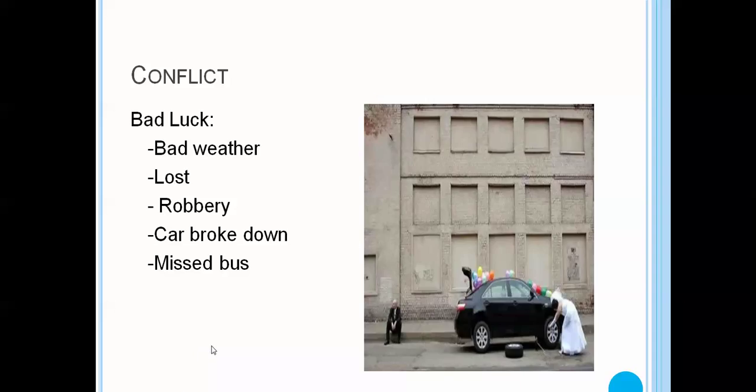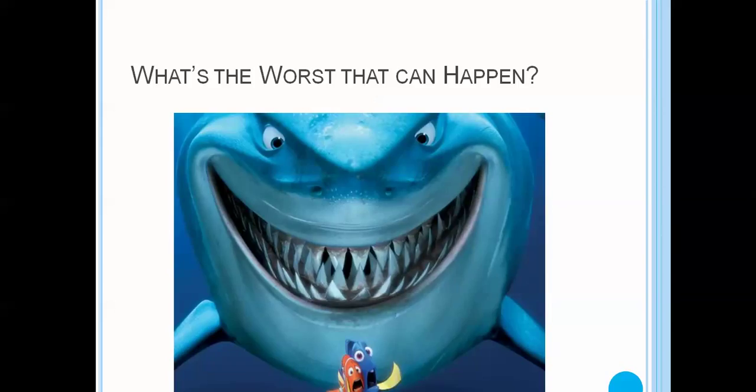So, all right, what is the worst that could happen? This is a question you should probably always ask whenever you're writing, because it's always important to give your characters a hard time. Even if you are a nice person, you have to give your characters a hard time, which is hard to do. But you have to think about what's the worst that could happen and give them a hard time. Okay?